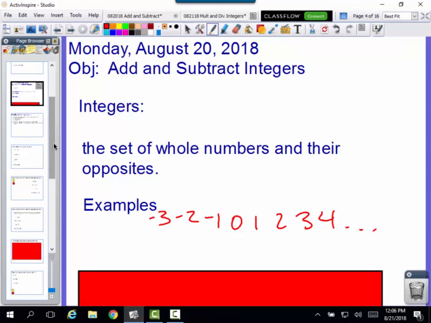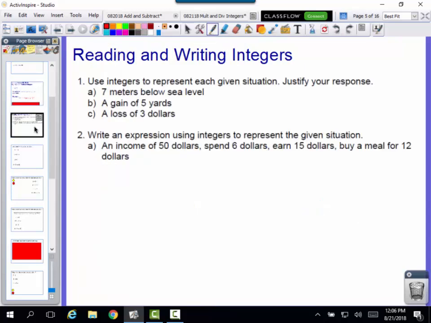But before we do that, let's talk about how integers are represented in the real world. I'd like for us to look at how I could write integers to represent situations. Here we have 3 situations that I'd like for us to write integers with. The first one says 7 meters below sea level. Below is a word that means negative. So 7 meters below would be negative 7 meters.